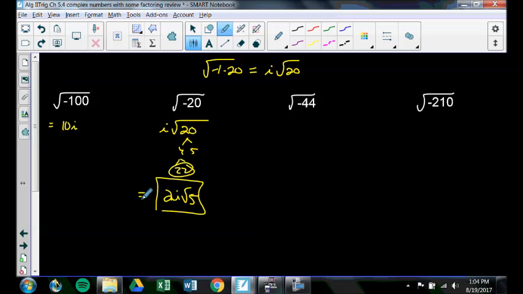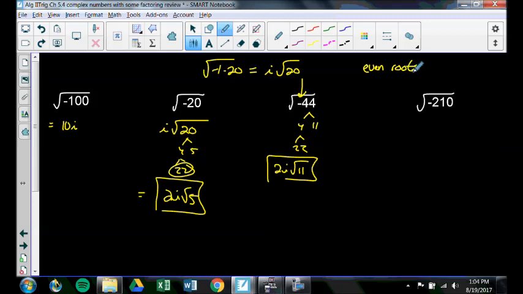In the same way, negative 44, well, 44 is 4 and 11, and 4 has two 2s. This is 2i root 11, the i coming from the negative root. Whenever you have a negative square root, you will have an i in there. This also applies to a 4th root or a 6th root or an 8th root. All of these even roots can have i's in them somewhere.